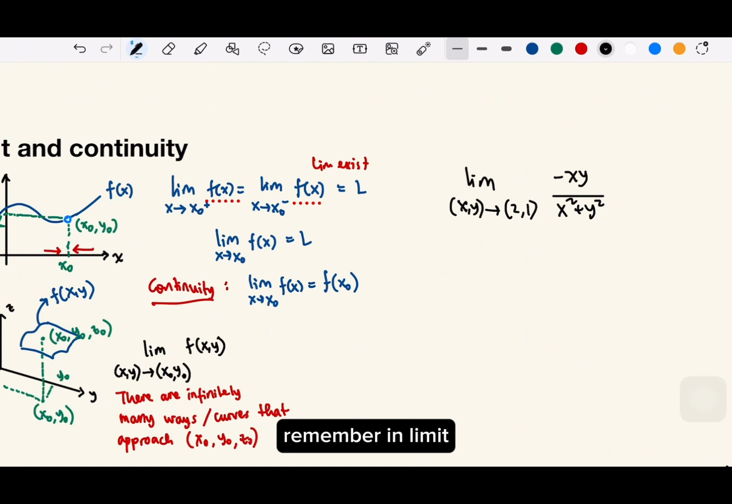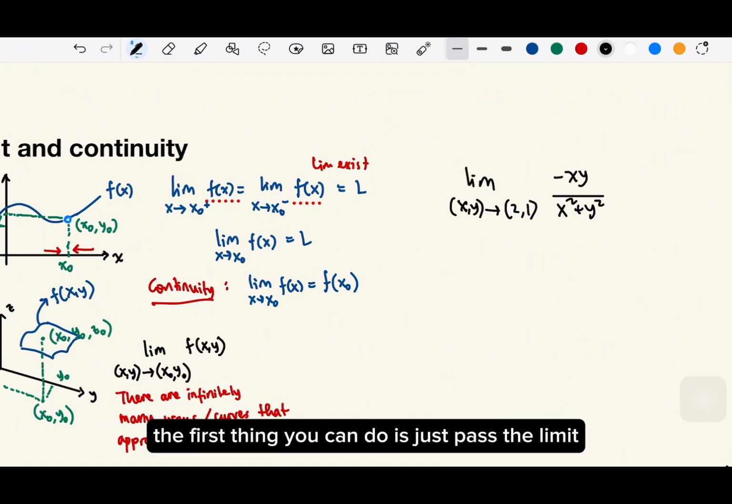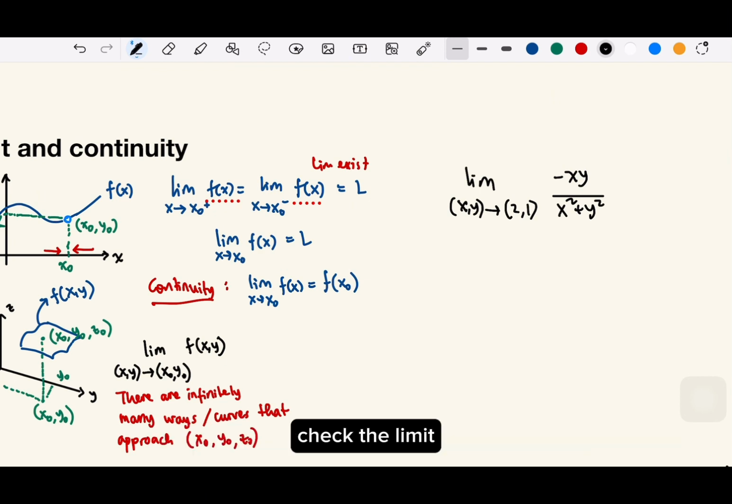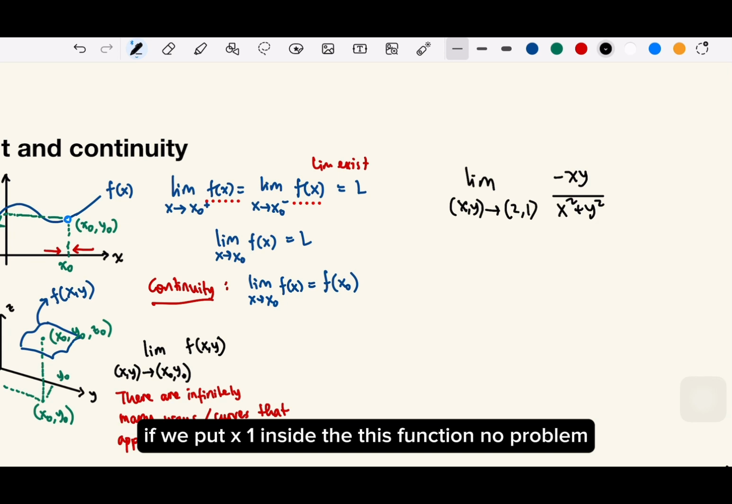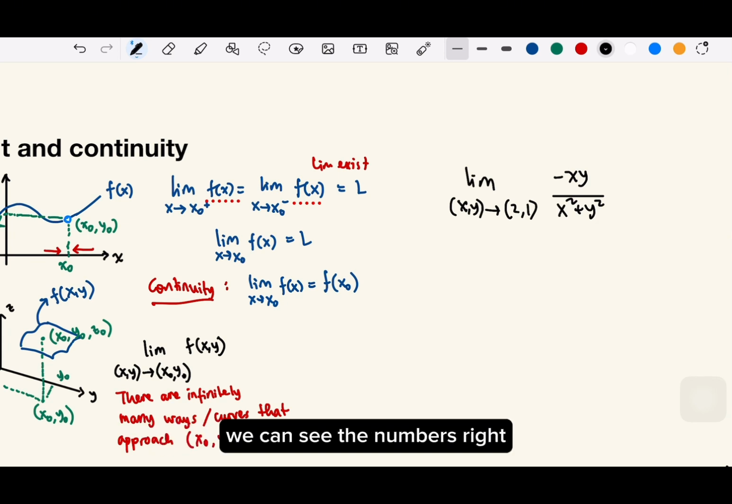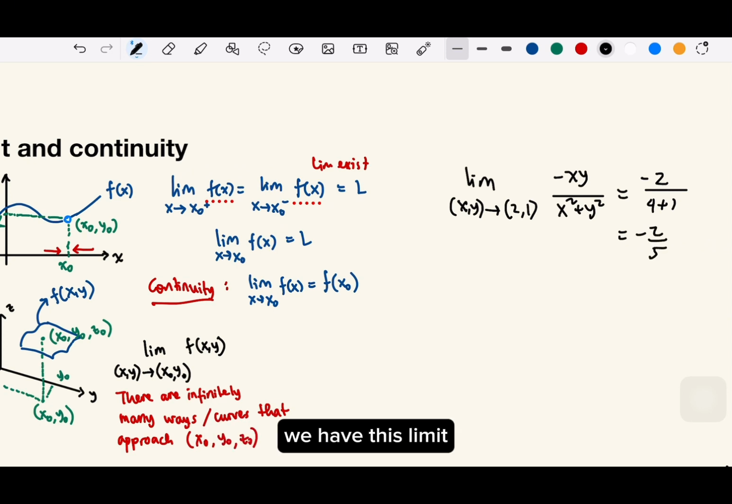So remember, every time you have a limit, the first thing you can do is just test the limit. Okay? Check the limit. What will happen? I think there is no problem, right? If we put x, 1 inside this function, no problem. We can see the numbers, right? So we can put the numbers. So negative 2 over 4 plus 1, right? So we have negative 2 over 5. Okay, we have this limit.